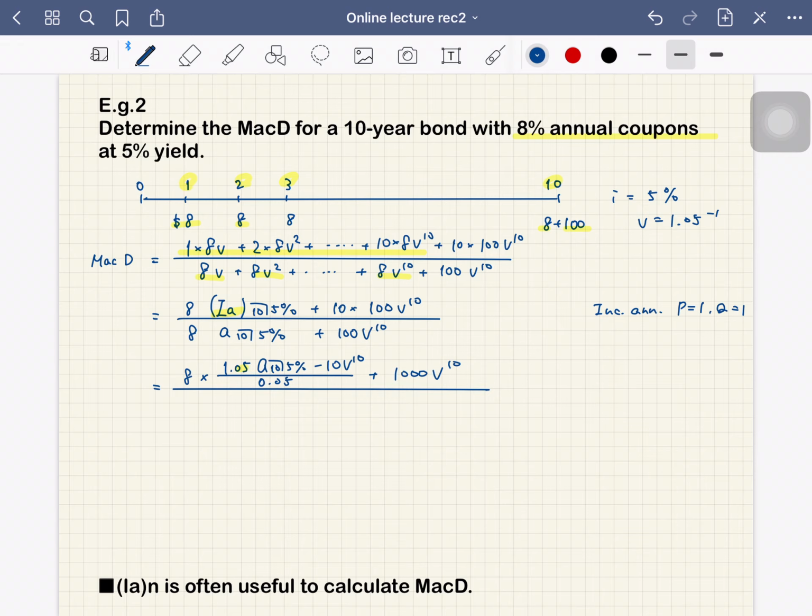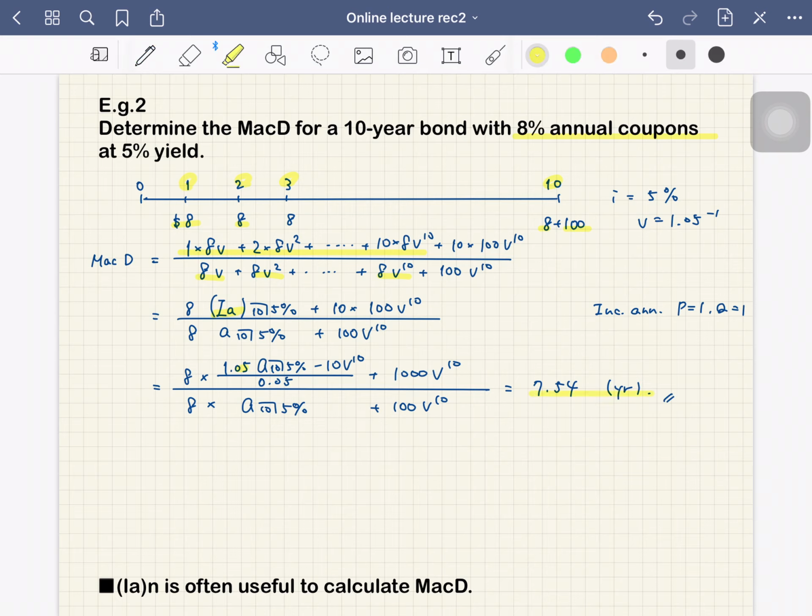Then the denominator is 8 times a angle 10 at 5%, plus 100v to the power 10. Now we can calculate everything in a calculator, put in all the numbers, and we get 7.54. Okay, so 7.54 years is the answer. This is a 10-year bond, so the duration is less than 10 years, and actually it is 7.54 years.